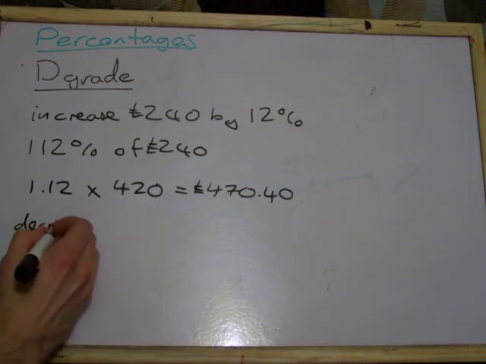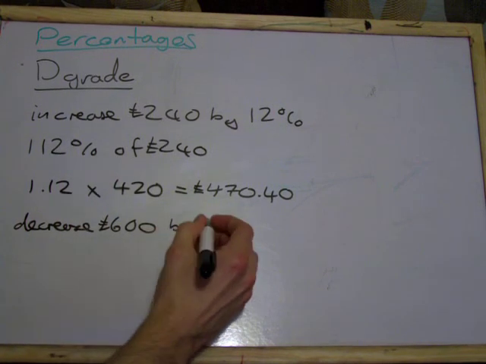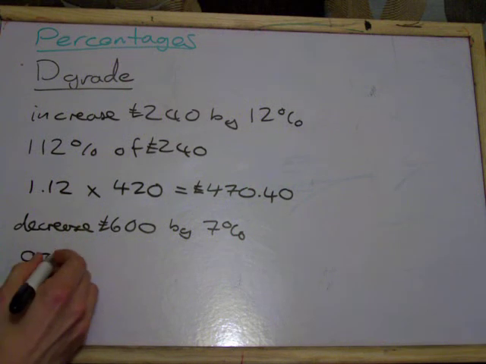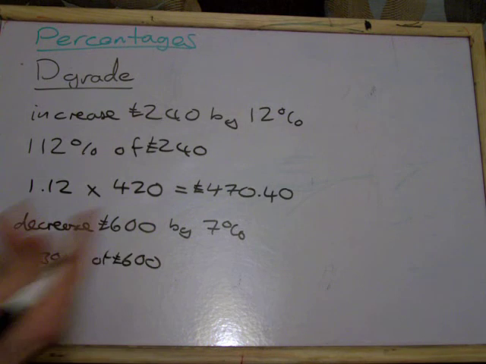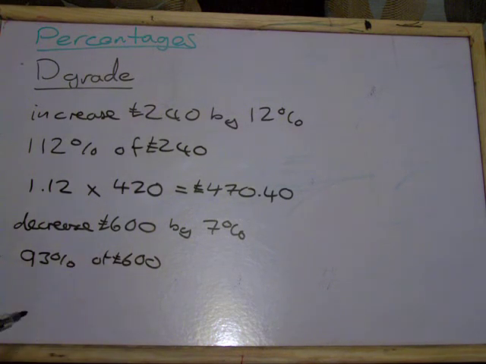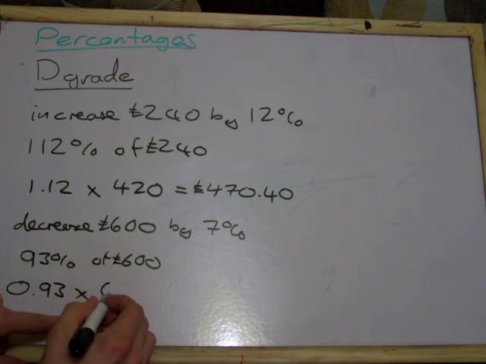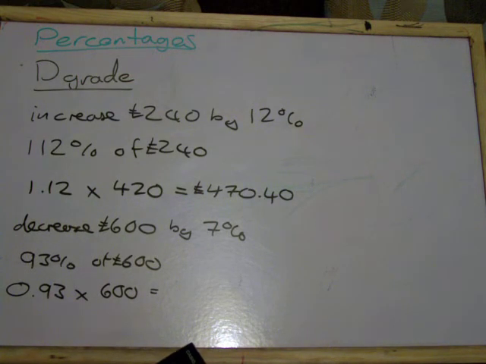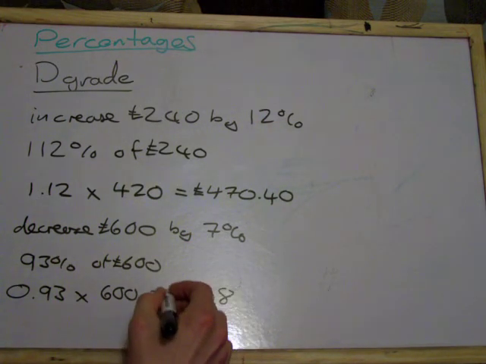You want a decrease, let's say £600 by 7%. Okay, which means you actually want 93% of 600. You could do this one fairly easy without the calculator as well, but we're going to show it with a multiplier. Multiplier for 93 is going to be 0.93 multiplied by £600, which is going to be equal to, you've got 0.93 times 600 equals £558.